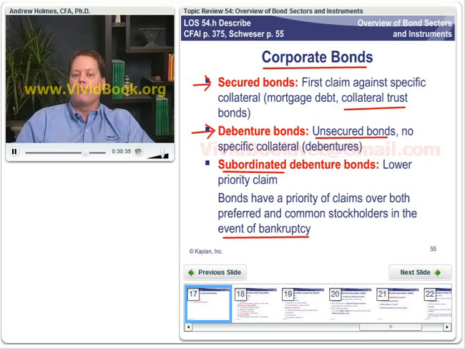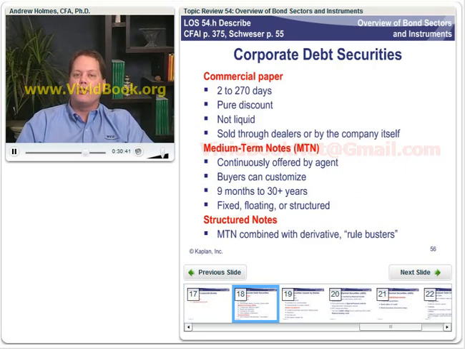What about corporate debt securities? A number of types here. Commercial paper. This can be anything from 2 days, which is really on the short end, but no longer than 270 days. These are pure discount securities. They're not very liquid. There's not a good secondary market for that. They're generally sold through dealers or in some cases by the company themselves.